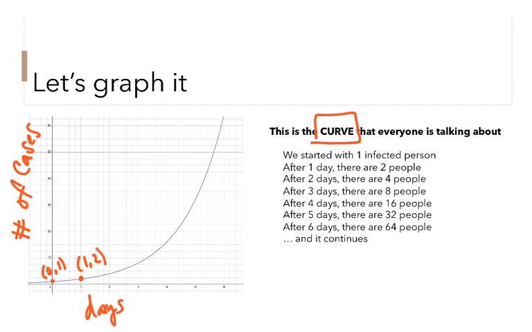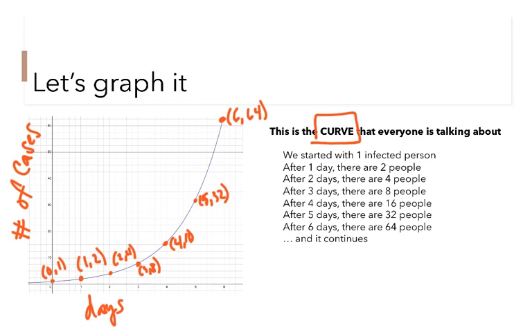After 2 days, we now had 4 people that were affected by this COVID-19. After 3 days, there were 8 people affected. 4 days, there were 16 people affected. 5 days, there were 32 people affected. And then 6 days, there were 64. After day 6, there were 64 people affected.